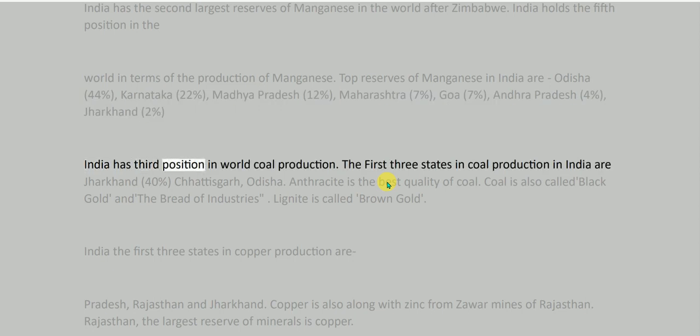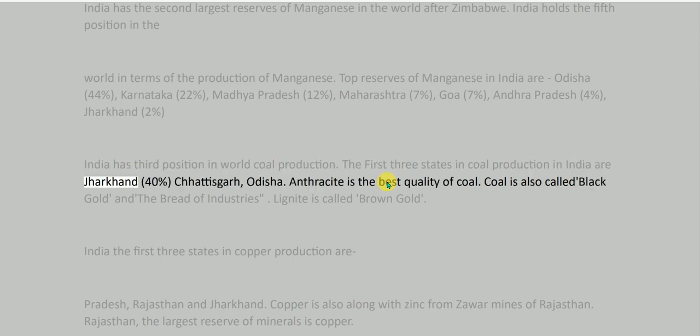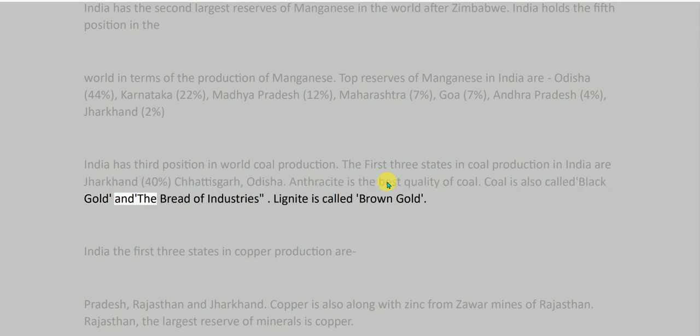India has the third position in world coal production. The first three states in coal production in India are Jharkhand, 40%, Chhattisgarh, and Odisha. Anthracite is the best quality of coal. Coal is also called black gold, and the bread of industries. Lignite is called brown gold.